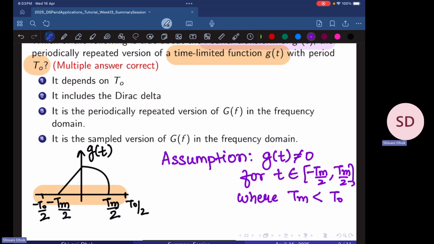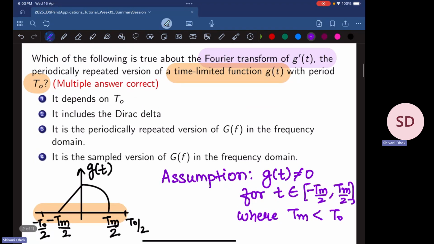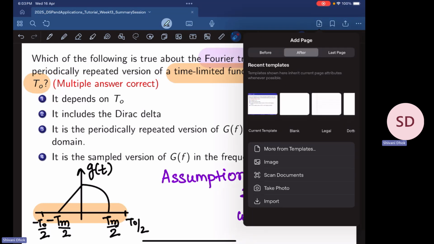You can do away with this assumption and still land on the same results that we are going to get today. Our aim is not to focus on these assumptions, but to look at a time limited function and its periodic form, and how the Fourier transform of the periodic form relates to the Fourier transform of the original signal, that is g of t. Now they are saying that we have another signal g prime of t, which is the periodically repeated version of this function g of t with a period T naught. So how does this look?